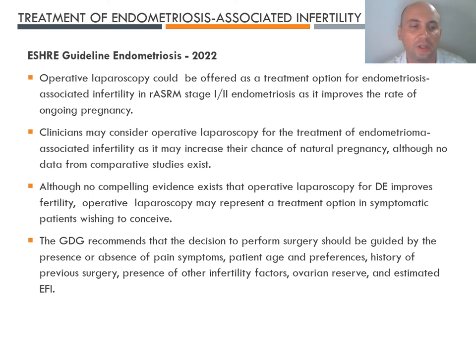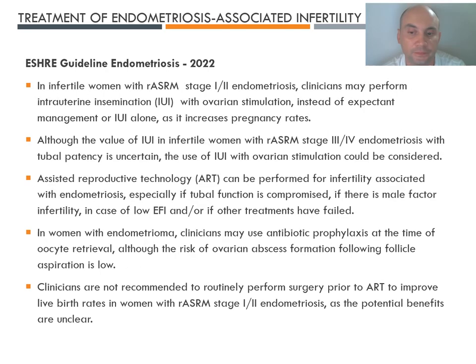The guideline development group recommends that the decision to perform surgery should be guided by the presence or absence of pain symptoms, patient age and preferences, history of previous surgery, presence of other infertility factors, ovarian reserve, and estimated fertility index. In infertile women with ASRM stage 1-2 endometriosis, clinicians may perform intrauterine insemination with ovarian stimulation instead of expectant management or intrauterine insemination alone, as it increases the pregnancy rates.